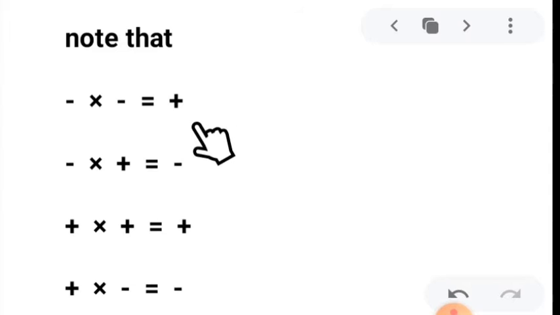Just notice that when multiplying, a minus times a minus will give us plus. Minus times plus will give us minus. Plus times plus will give us plus. And plus times minus will give us minus.